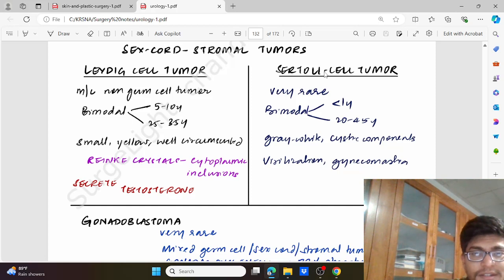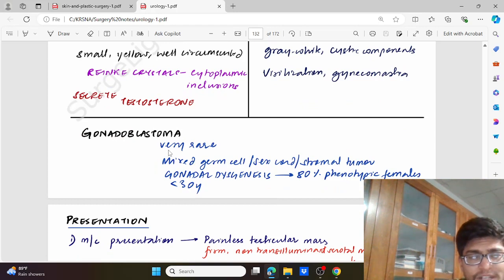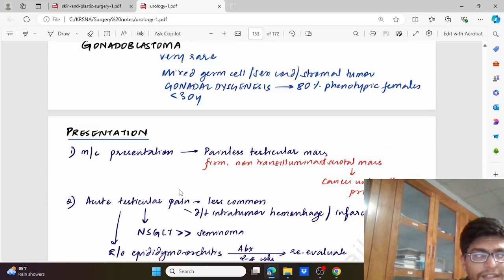Then the other is the Sertoli cell tumor, which is rare, bimodal. First is less than 1 year, then 20 to 45 years, gray white with cystic component. It has virilization and gynecomastia property. Lastly, gonadoblastoma, which is very rare, a mixed germ cell sex cord stromal tumor, with gonadal dysgenesis. 80% will be phenotypically female and age is less than 30.